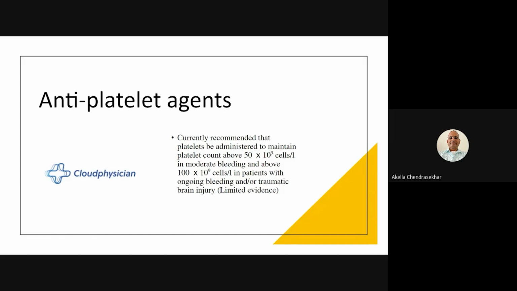Now, again, current recommendation is keep the platelet count above 50,000 if you're planning a procedure. If they're actively bleeding, get them over 100,000, please. Okay. Make this your rule. That's the current recommendation from various hematologic societies. This is the way to go. Next slide.